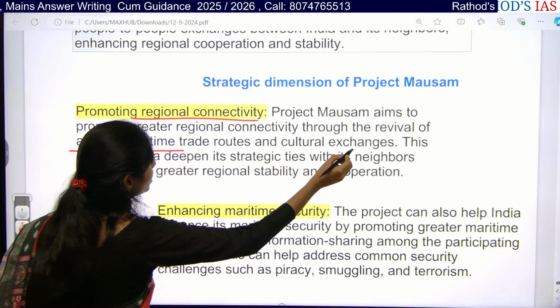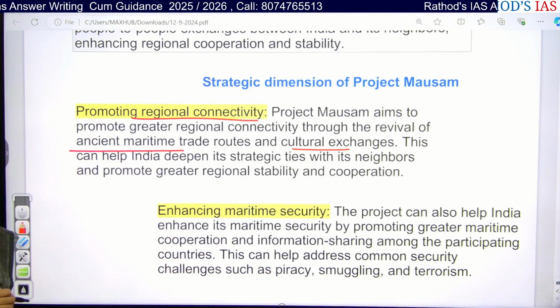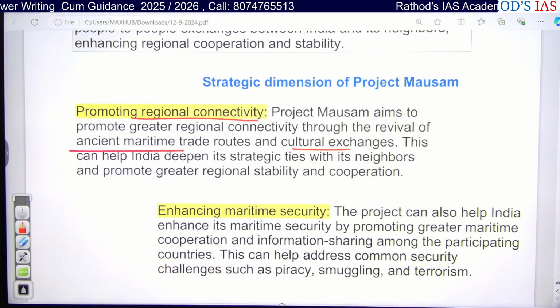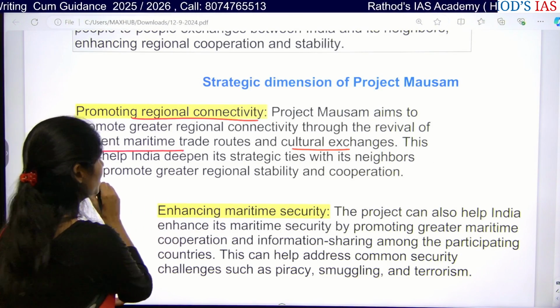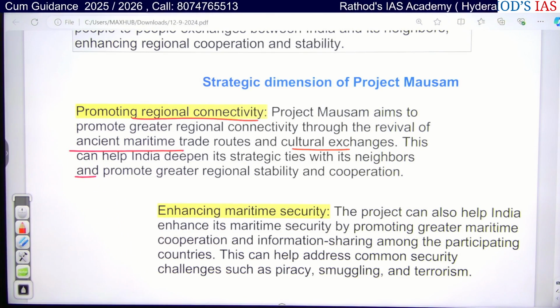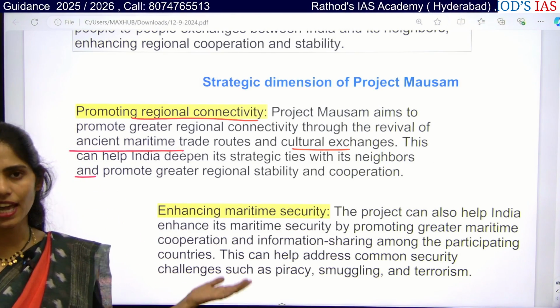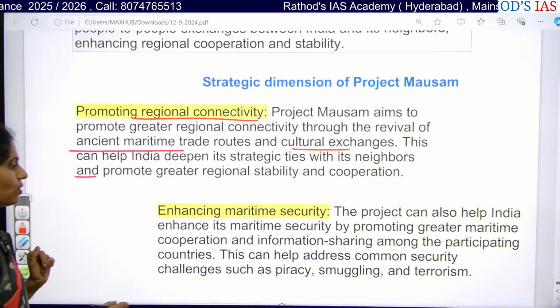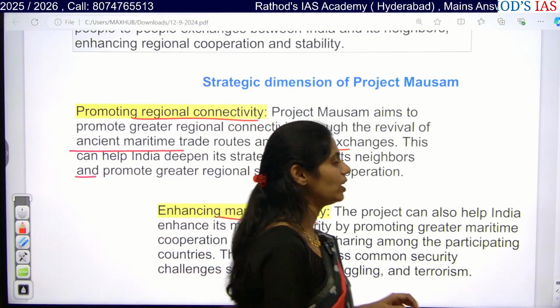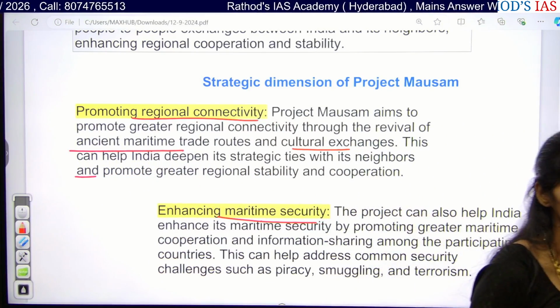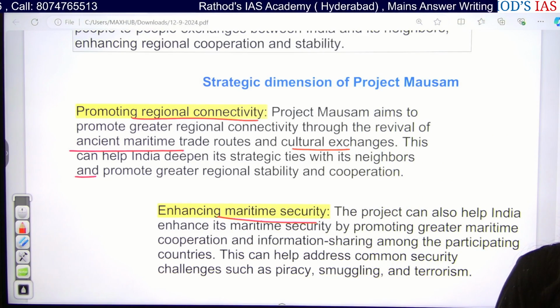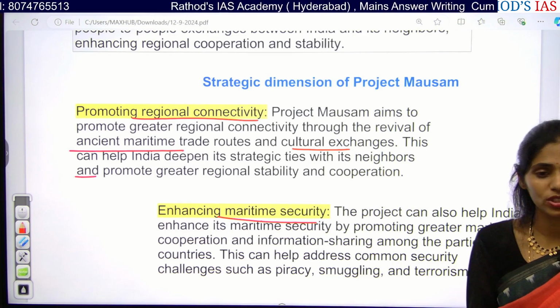And even, as you said, we can also improve our cultural exchange, and increase our ties with neighboring countries, so that we can increase regional stability as well as cooperation. And the next one is we can enhance maritime security. So what are the challenges in the maritime areas? If you are traveling on ships, what will be the issues in our Indian Ocean region?